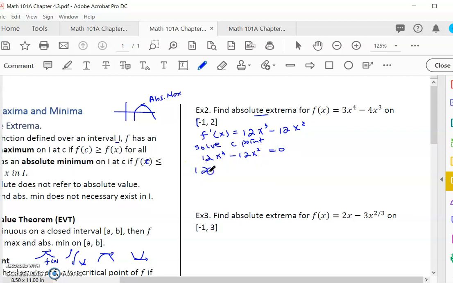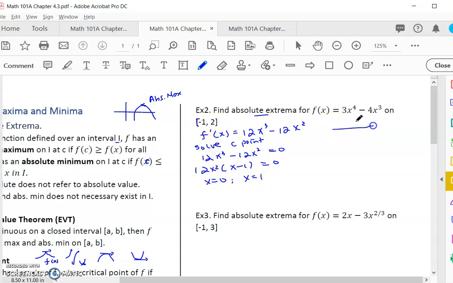The common factor is 12x squared times (x minus 1). When 12x squared equals 0, x equals 0, or x equals 1. So we have two critical points. And then we have two endpoints, negative 1 and 2. These two numbers are between them, right? 0 is between them, 1 is between them.